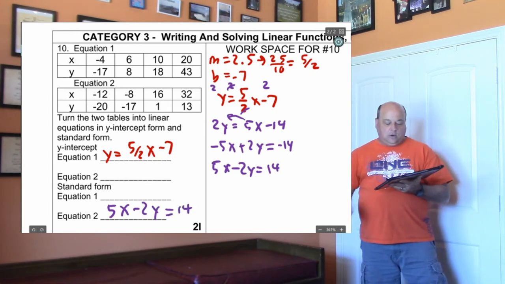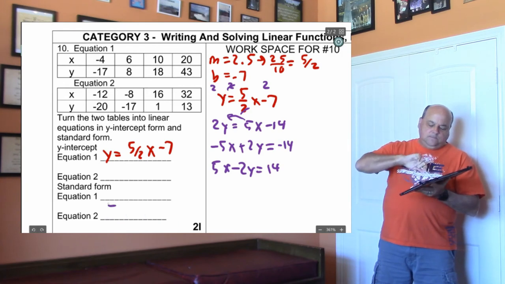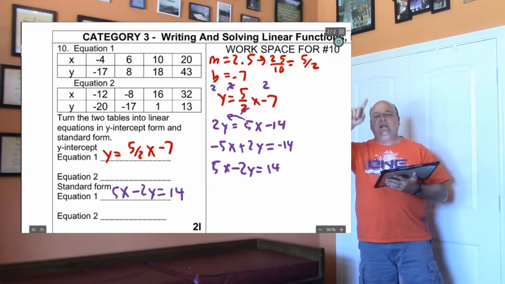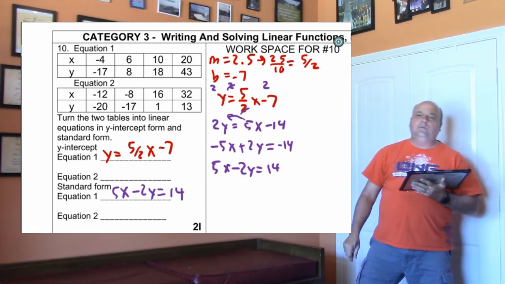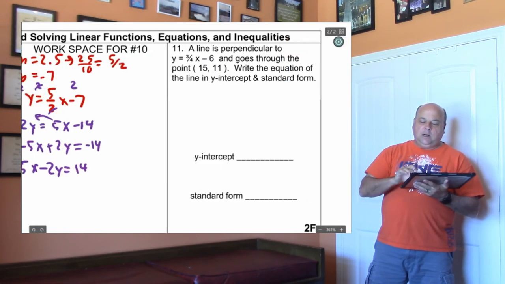That should be equation 1. So 5x minus 2y equals 14. That's a lot simpler than getting the slope using the table and using point slope. Okay, much simpler. Let's go to number 11.